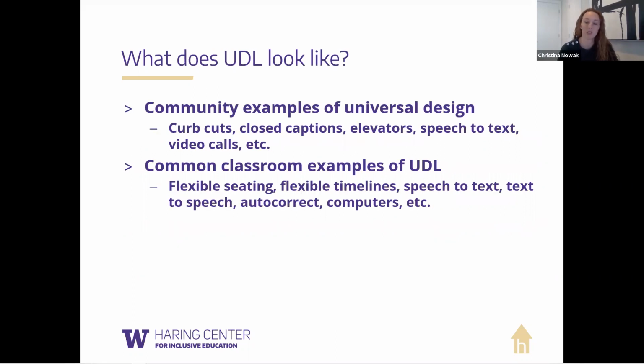What does Universal Design for Learning look like? First, let's look at community and society examples of UDL. Some of the most common examples of universal design in the community are curb cuts, closed captions, elevators, speech to text, video calls, etc. All of these things were created on behalf of individuals who have needs related to accessibility and navigating their environment. Even though these examples were created for one specific population of individuals, many people have benefited from them. So how might UDL look in the classroom setting?